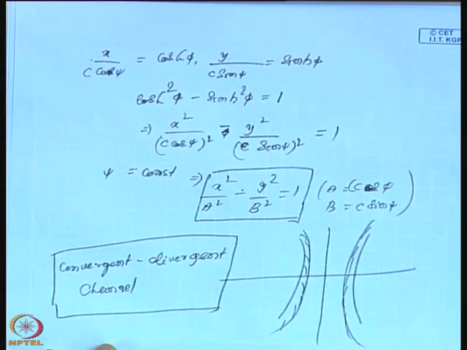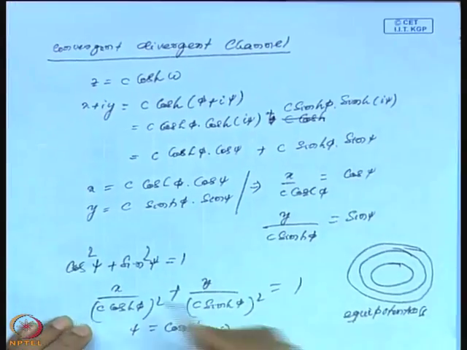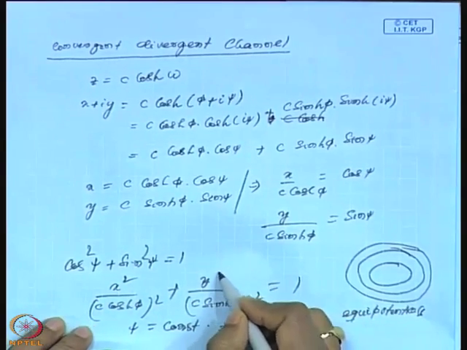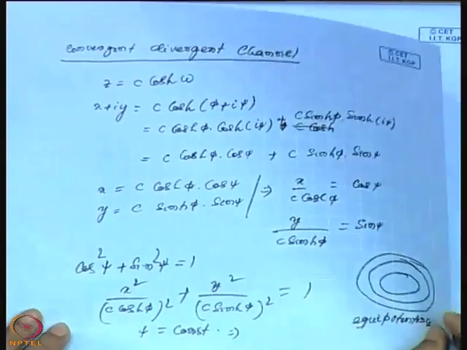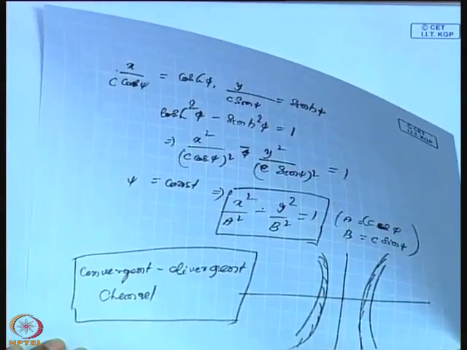I have a small error here in my previous equation. If I go back to this one, there is an x square and there is a y square. This is one of the errors here. So this can be easily corrected. Thank you. So this is the flow in a convergent divergent channel.